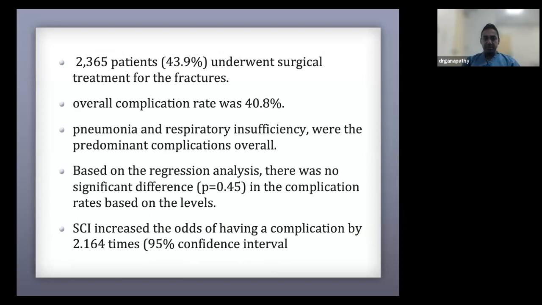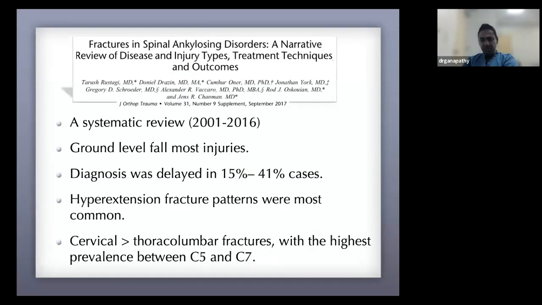2,365 underwent surgical treatment. The overall complication rate was 40%, which is significant. And as one would predict, pneumonia and respiratory insufficiency were predominantly the issues that cause high morbidity and mortality. There was no significant difference in the complication rates based on levels. And spinal cord injury increased the odds of complication by 2.1 times with a 95% confidence interval, which again is no surprise.